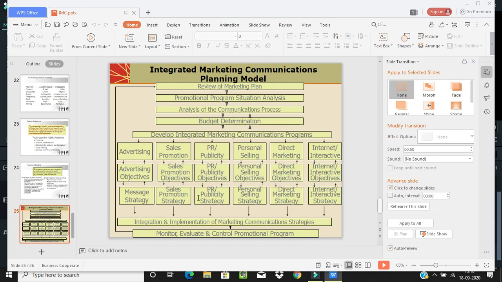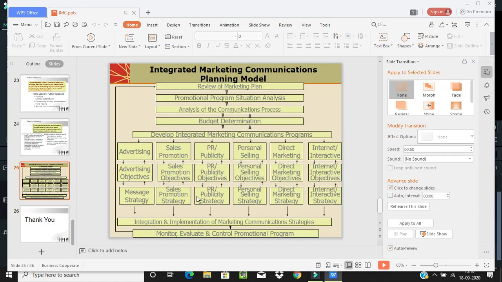Now this is the last thing, the last picture you can see: IMC, totally marketing communication. First it goes for the promotions and analysis of the communication process, then the budget, and then developing an integrated marketing communication program through advertising, sales promotions, publicity, personal selling, direct marketing, and the internet. These are the formats.